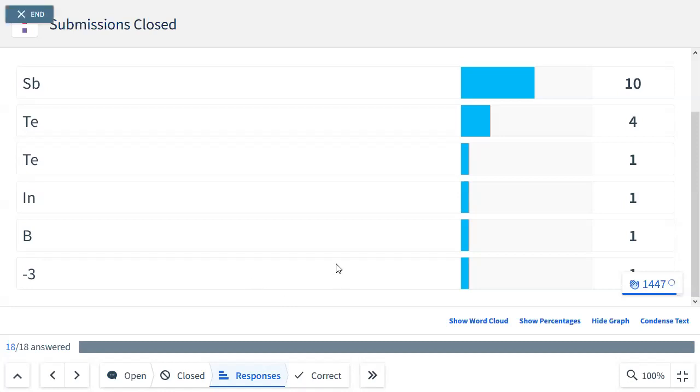All right, a little bit more spread here. The 2 correct answers. Remember, the metalloids are the ones that straddle that zigzag line that goes between the metals and the nonmetals. And so in period 5, that zigzag line is straddled by antimony, Sb, on the left, and tellurium, Te, on the right.